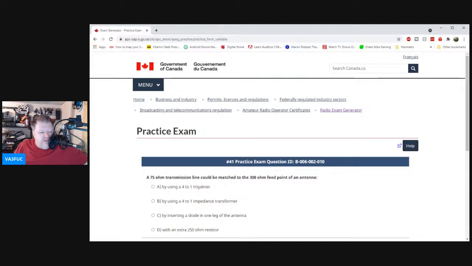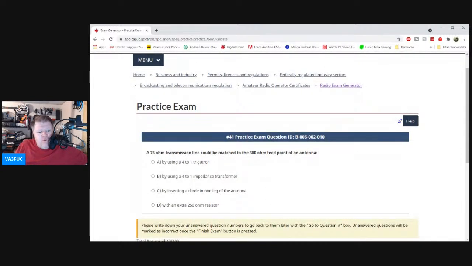A 75 ohm transmission line could be matched to a 300 ohm feed point of an antenna by using a 4-to-1 balun, by using a 4-to-1 impedance transformer, by inserting a diode in the leg of the antenna, or with an extra 250 ohm resistor. So 75 ohm needs to match the 300 ohm by using a 4-to-1 impedance transformer. An impedance transformer could do the trick.